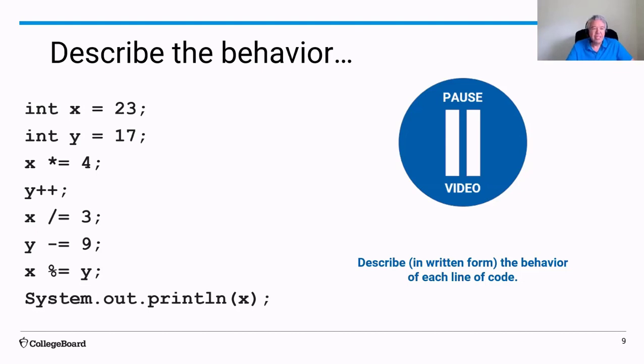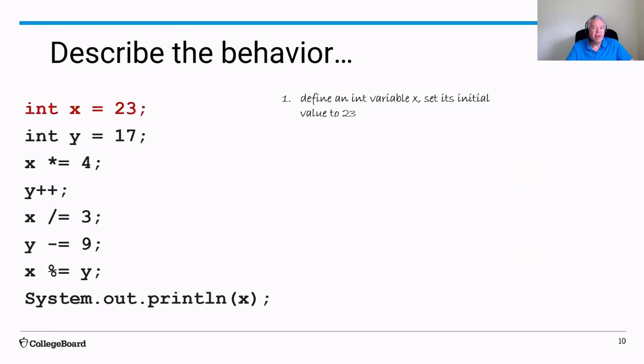Okay, welcome back. Let's see how we did. So the very first line, we're defining an int variable x and setting its initial value to 23. In the second line, we define an int variable y and we set its initial value to 17.